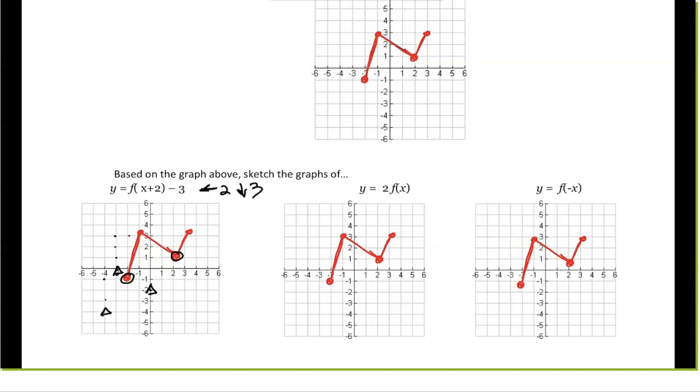And then one more step. Take this, and I'm going to go left 2, 1, 2, down 3, 1, 2, 3, and here we are. So then let's just play connect the dots.